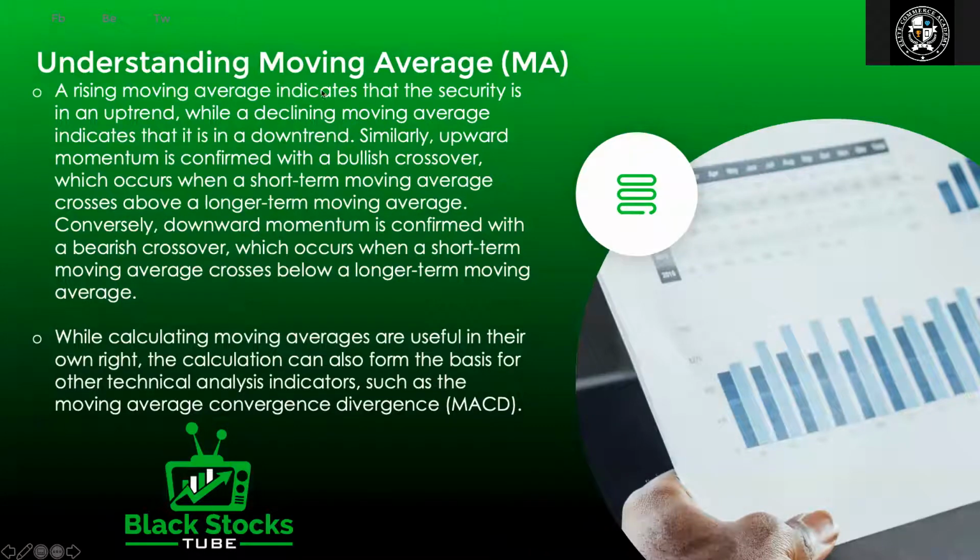A rising moving average indicates that a security is in an uptrend, while a declining moving average indicates that it's in a downtrend. Similarly, upward momentum is confirmed with a bullish crossover, which occurs when a short-term moving average crosses above a longer-term moving average. Conversely, downward momentum is confirmed with a bearish crossover, which occurs when a short-term moving average crosses below a longer-term moving average. So when I talk about that 50-200 cross, when the 50 moving average crosses above the 200, we're in the buyer's market. When the 50 moving average crosses below the 200, we're in the seller's market. That's basically what we're talking about.